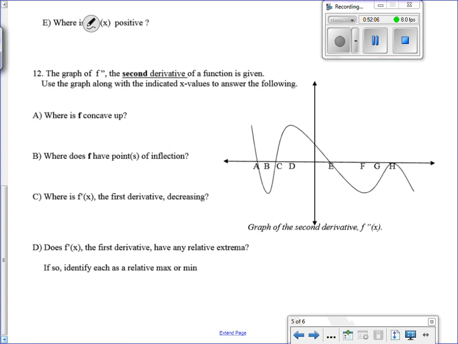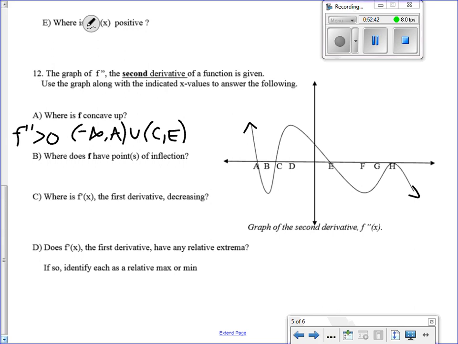Now we're given a graph of the second derivative. Use the graph along with the indicated x values to answer the following. Where is the function concave up? Well, a function is concave up when the second derivative is positive. That's the second derivative, so see where it's positive. And I'll put some arrows on here. Okay, so it's positive from negative infinity to a. From c to e. And that's it.